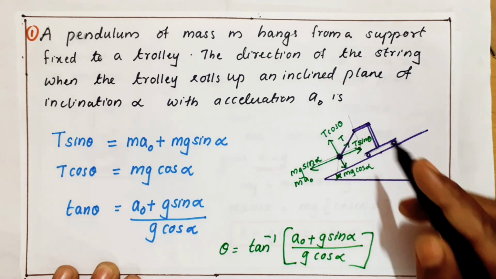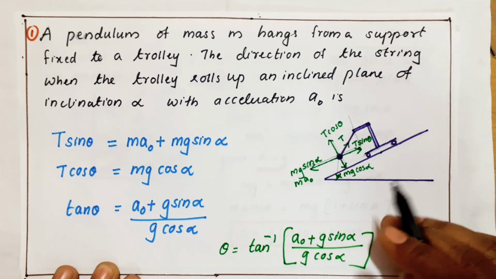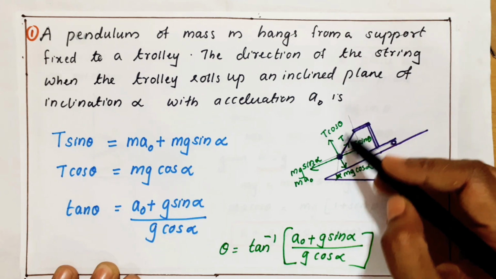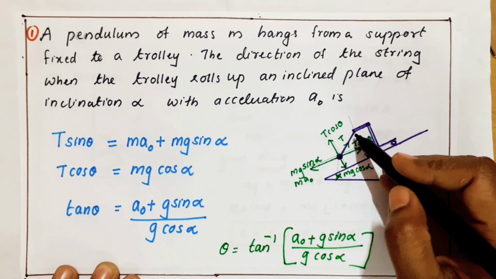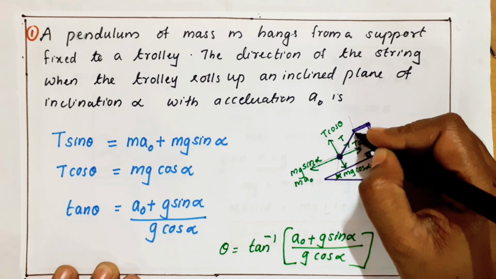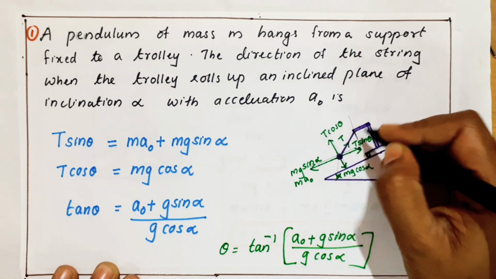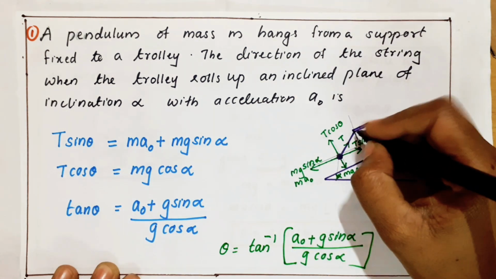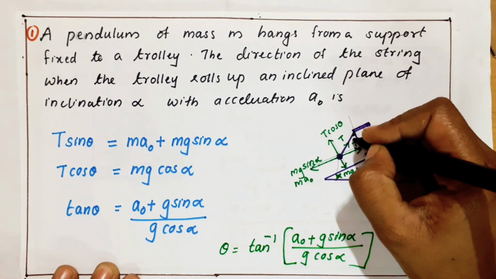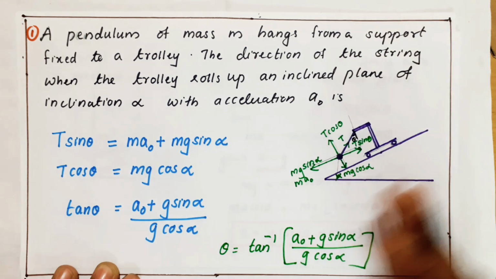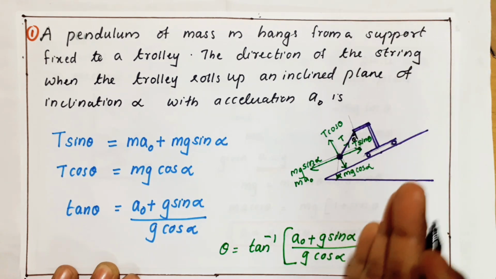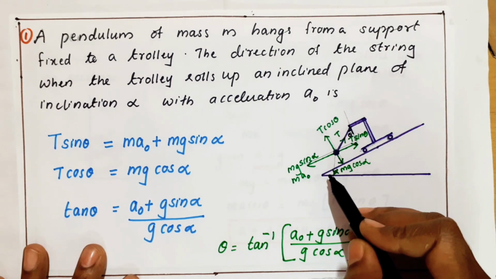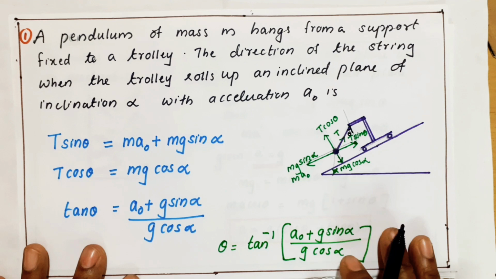So the thing is, it's like a trolley. The trolley is moving upwards. There is a pendulum hung from the support, so it makes an angle here, and this angle is theta. I need to find this angle when the trolley is moving up. The pendulum is inclined, and they told us the inclination of the plane is alpha.